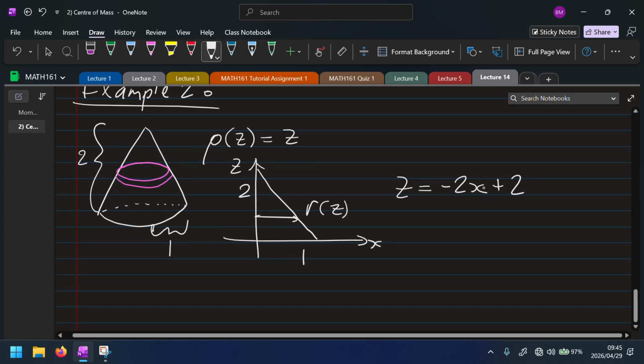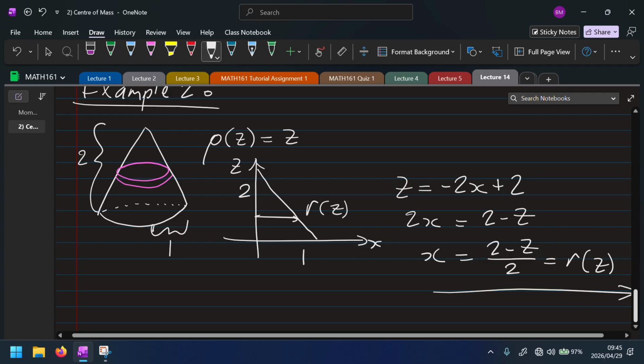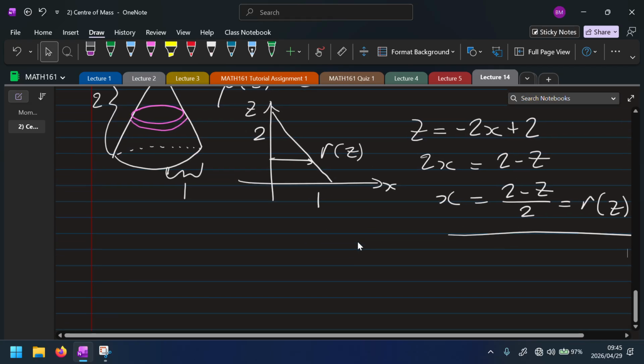So we need the radius, which is the X value. So we're going to have here 2X is equal to 2 minus Z. So X, that will be 2 minus Z over 2. That's the radius that we need for the disk method, right? As we go up. Okay, so let's write this out.